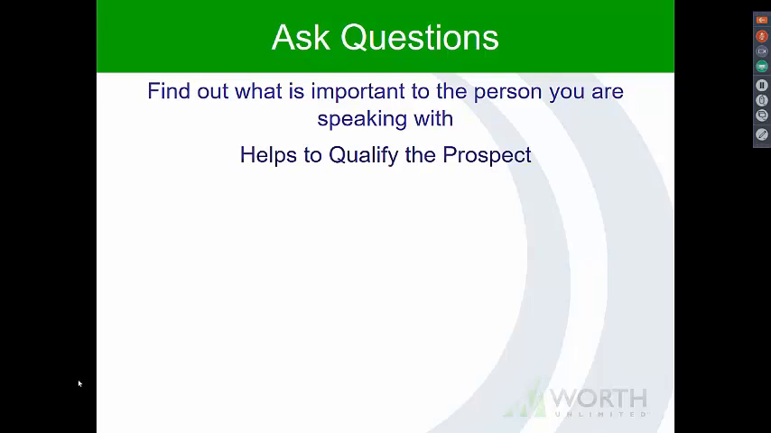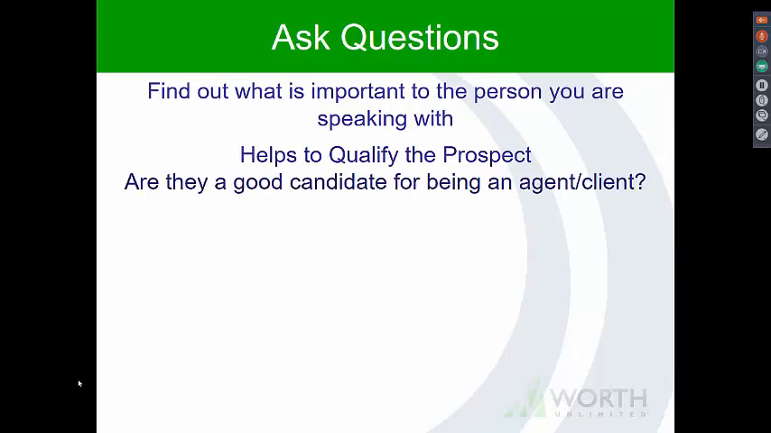In context with that, this helps to qualify the prospect. Are they a good candidate for being an agent or a client? And I know many of you are thinking right now, what do you mean, are they a good client? If they have debt, they're a good candidate for being a client. No, if this person has never owned a computer, if this person will not own a computer, if this person will not use technology, they probably aren't a good client for our product.